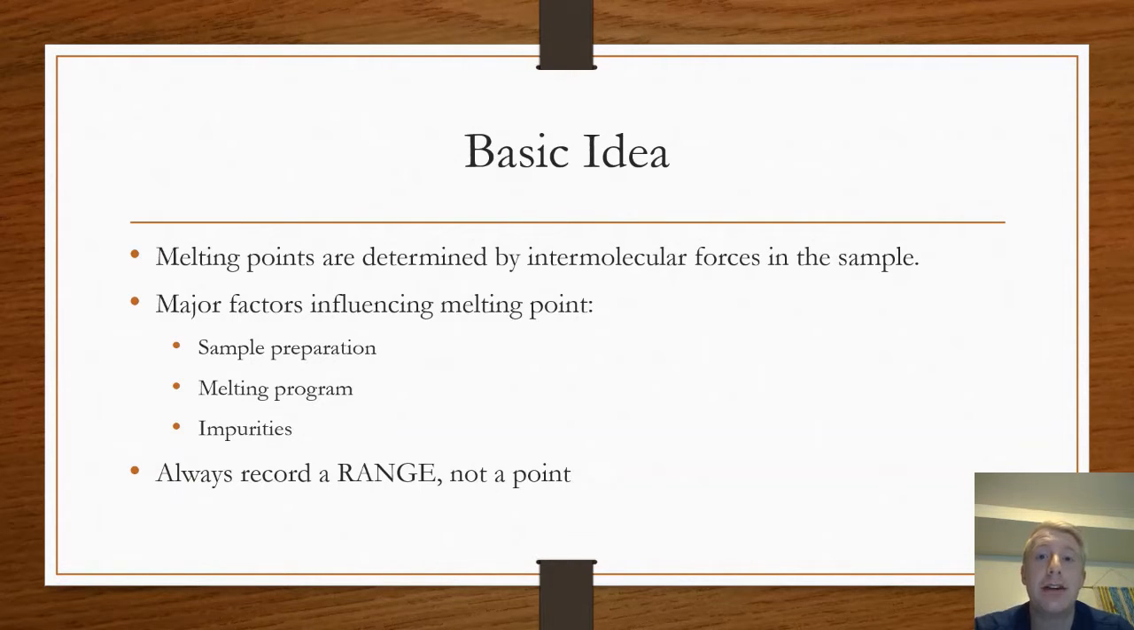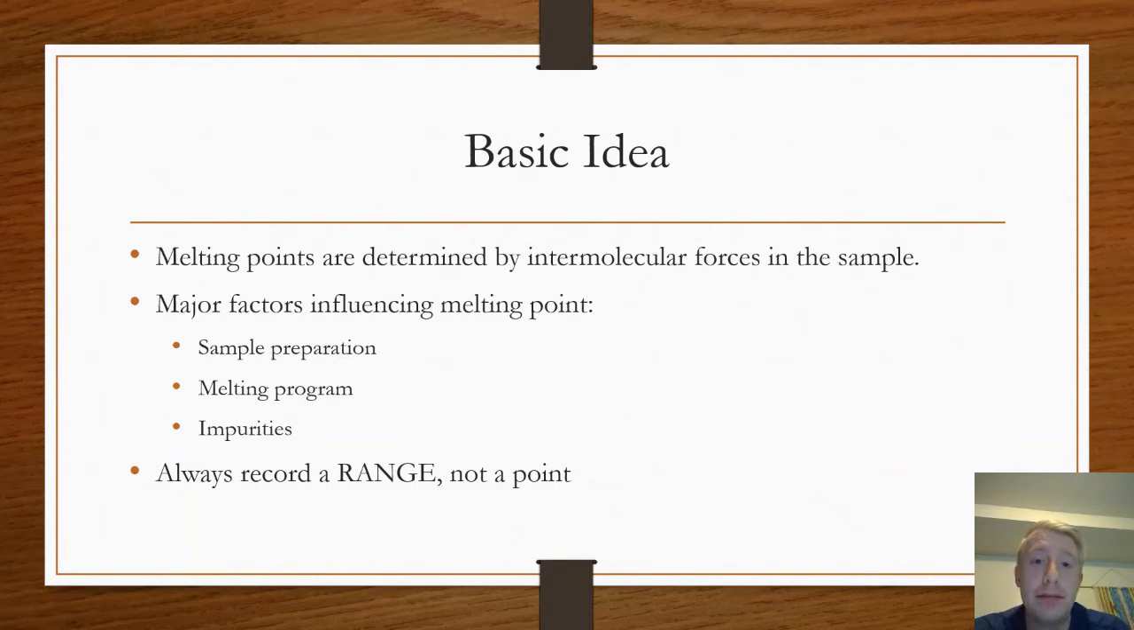In addition to that, there are some other major factors that can influence the melting point that we measure in the lab, and most of these can be due to variability in experimental protocol. Some of these involve sample preparation, the program on the melting point apparatus, and then impurities present in the sample.